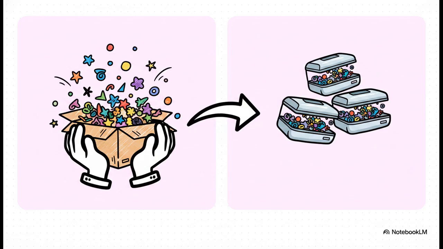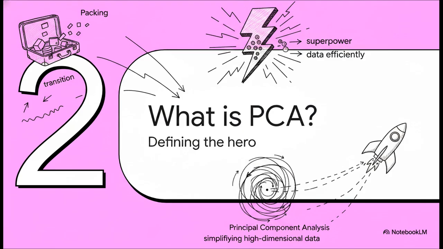But what if you could expertly pack 90 to 95% of the absolute most important information from those 20 items into just 3 neat, highly efficient bags? You'd be carrying a fraction of the bulk, but you still have almost everything you need to understand exactly what's happening.